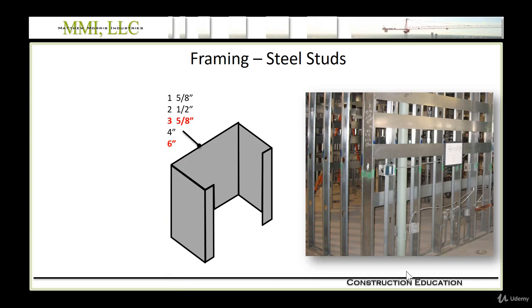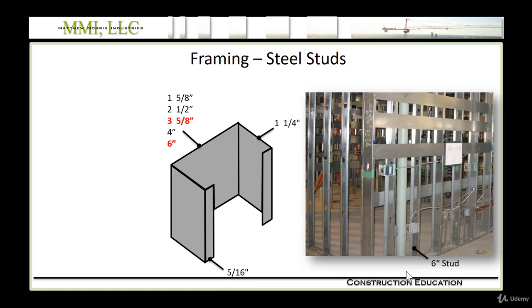And what we're looking at here is the web of the stud. The flange of the stud would usually be 1 1/4 inch. And this designation of web versus flange is very similar to a channel like we talked about in structural steel. And lastly, we have the lip, and in this case I'm showing a 5/16 return.